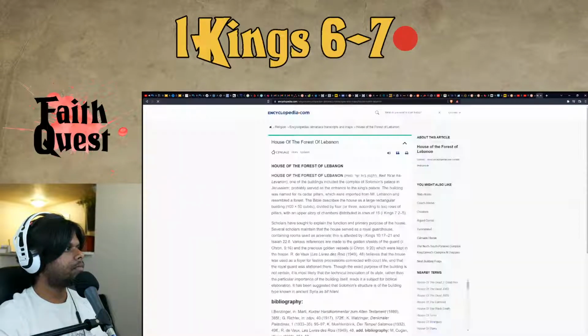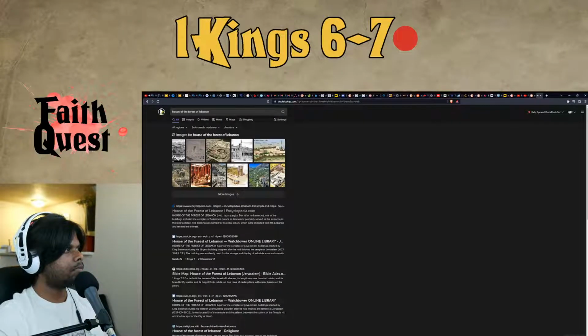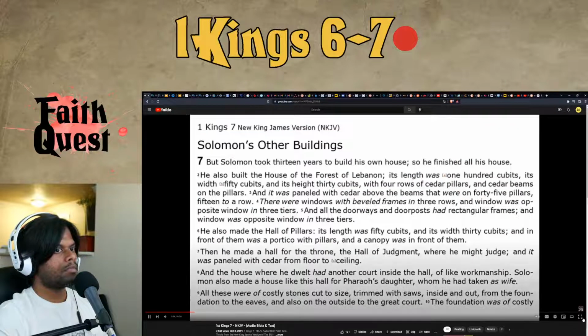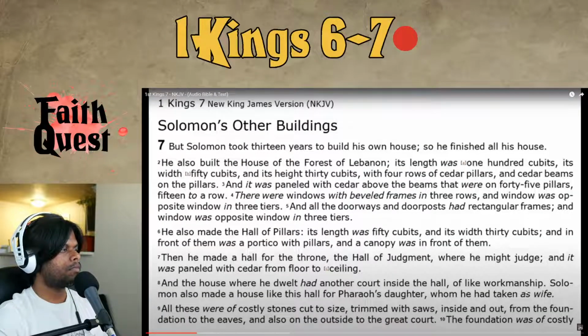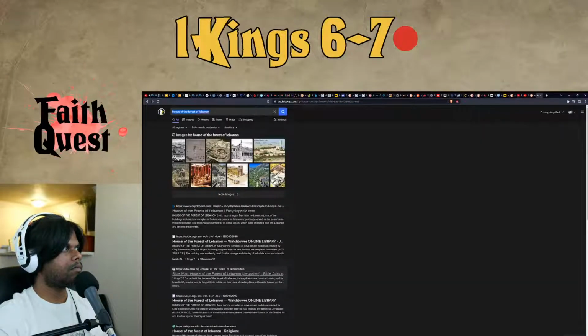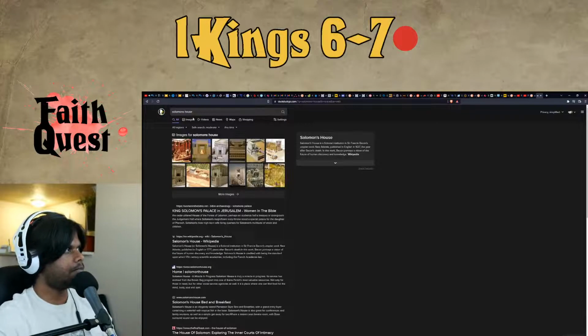He also made the hall of pillars. Its length was 50 cubits, and its width 30 cubits. And in front of them was a portico with pillars, and a canopy was in front of them. Then he made a hall for the throne, the hall of judgment, where he might judge. And it was paneled with cedar from floor to ceiling. And the house where he dwelt had another court inside the hall, of like workmanship. Solomon also made a house like this hall for Pharaoh's daughter, whom he had taken as wife.